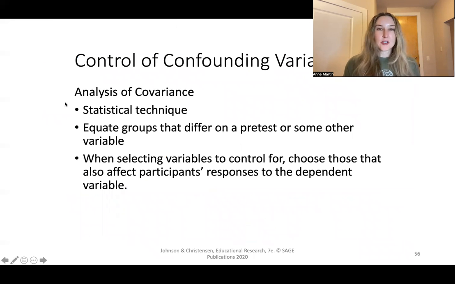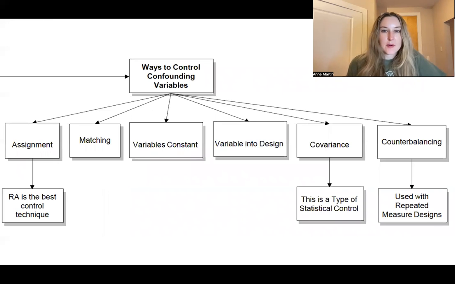So this goes back to, we had a question about this last week. Analysis of covariance is a statistical technique that researchers can use to equate groups that differ on a pretest. So that is a way to equal the groups and control for any potential difference that could come up there. And then here is another visual about ways to control for confounding variables.